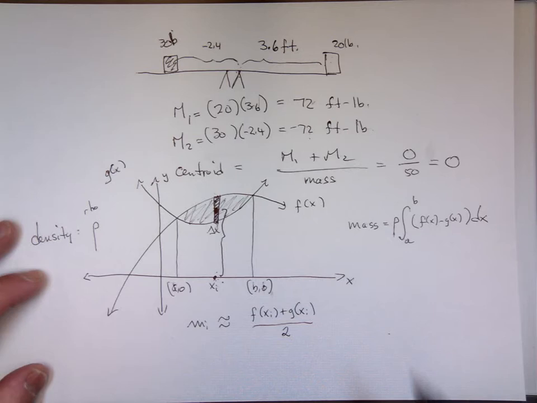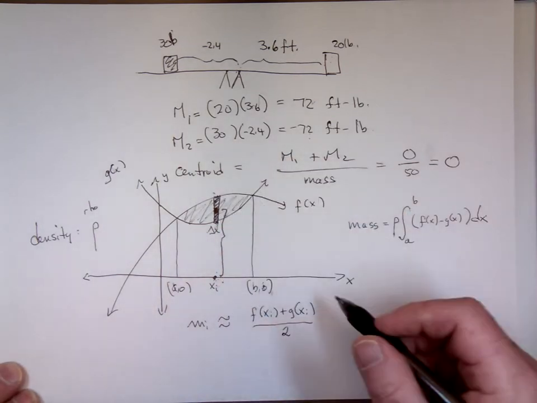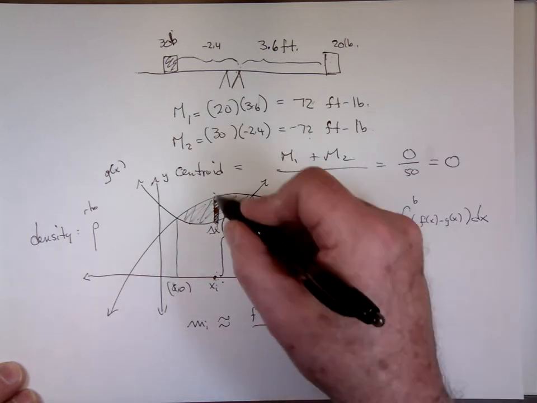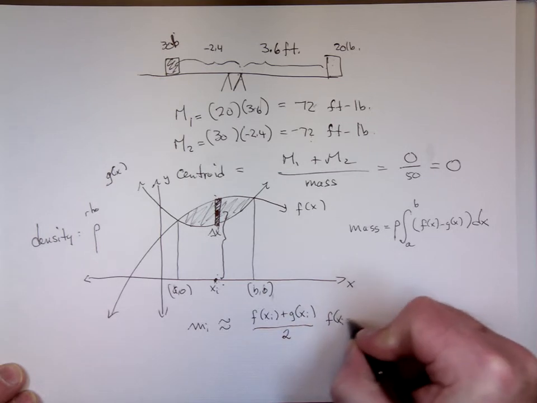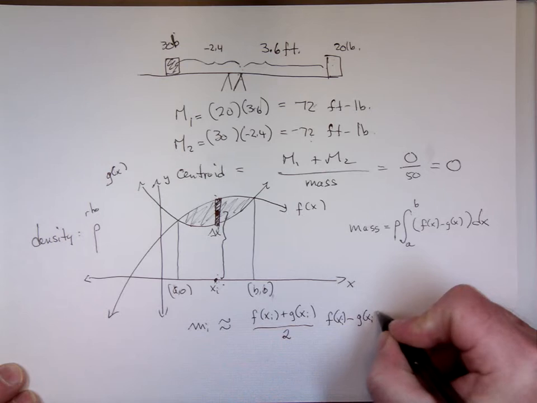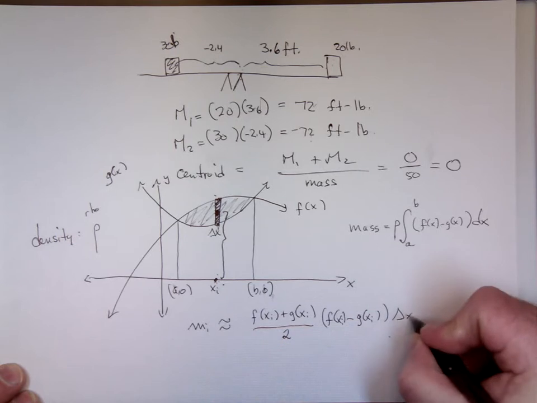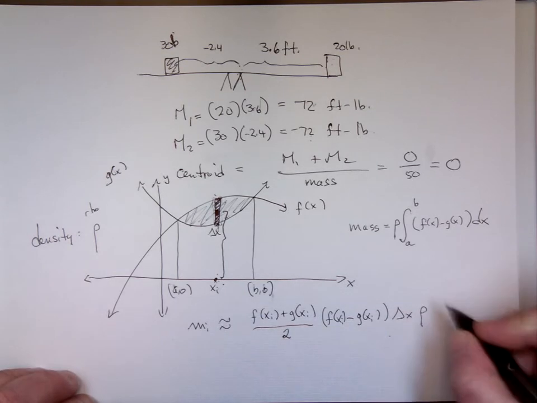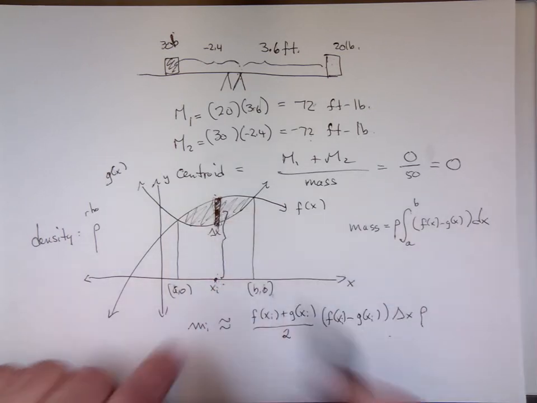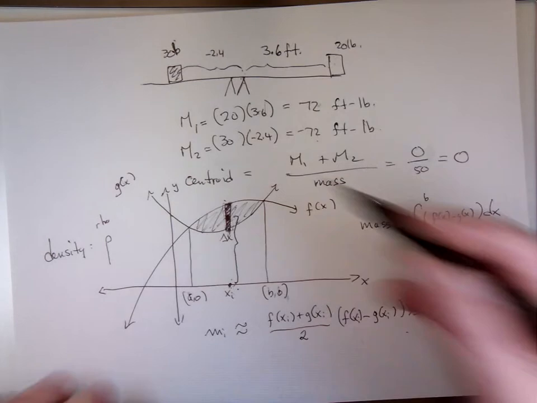The moment we said was a mass times a distance. What's the mass of this rectangle? The mass of this rectangle is its area times the density. What's the area of this rectangle? The area of that rectangle is top minus bottom times the delta x. That gives me the area of the rectangle, and times its density function will give me the mass of this rectangle. This will be the mass of that rectangle times that distance to the midpoint. We have a mass times a distance. We have a moment.